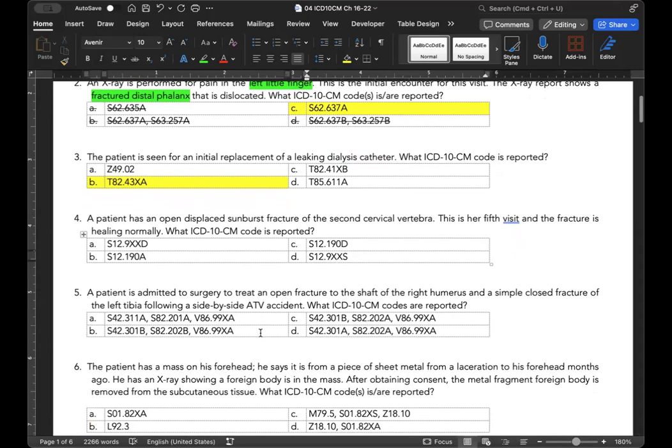Okay. Let's do number 4. Patient has an open, displaced, sunburst fracture of the second cervical vertebrae. This is her 5th visit, and the fracture is healing normally. So we have 2 codes that are S12.190. One is 7th character A, one is 7th character D. So let's go take a look at those.